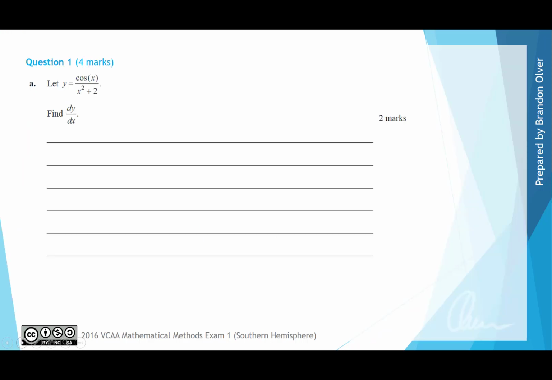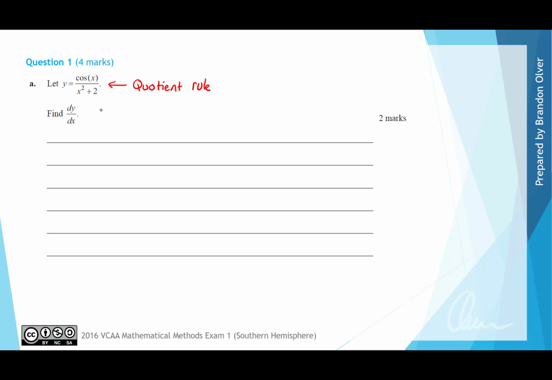So for question 1, for part A, we have let y equal cos of x divided by x squared plus 2. And our question is to find the derivative dy dx. If we have a look at the function that's been given to us, we can identify that it's a function divided by another function, so we need to use the quotient rule.